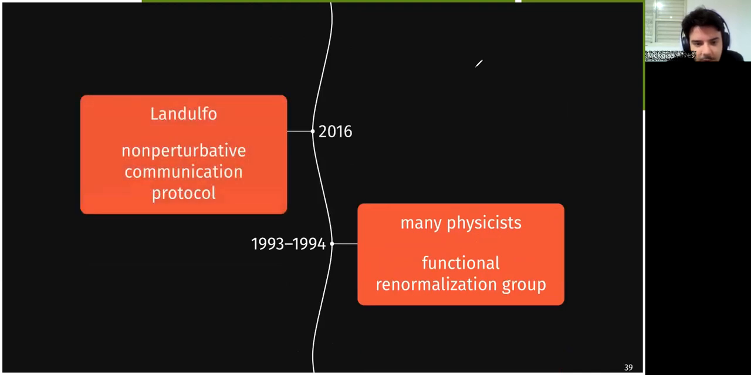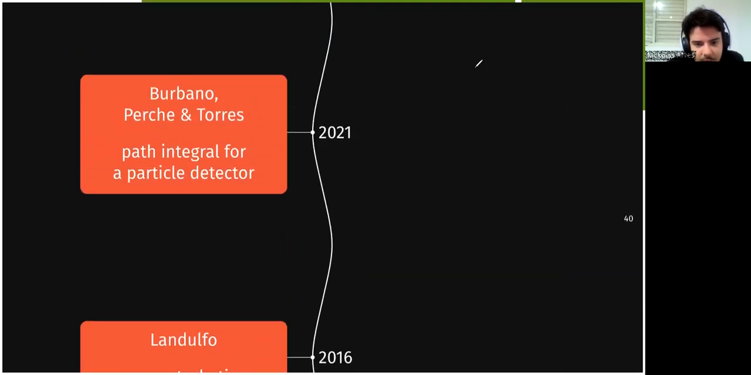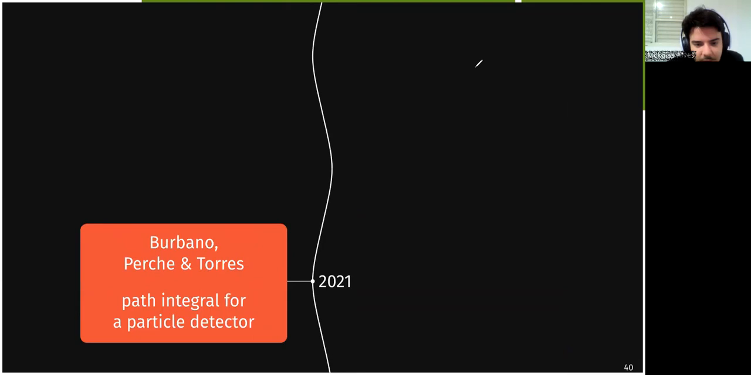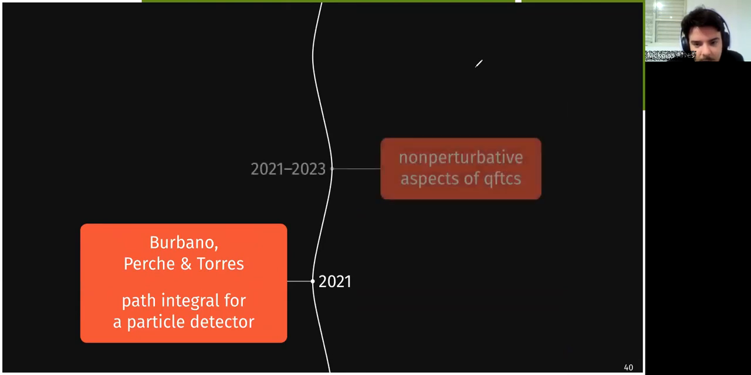My advisor prescribed his non-perturbative communication protocol in 2016. Bourbon Pachentot have prescribed their way of describing a path integral for a particle detector in 2021. And in 2021, I started my project on non-perturbative aspects of quantum field theory in curved spacetime and found an ansatz for the effective average action.